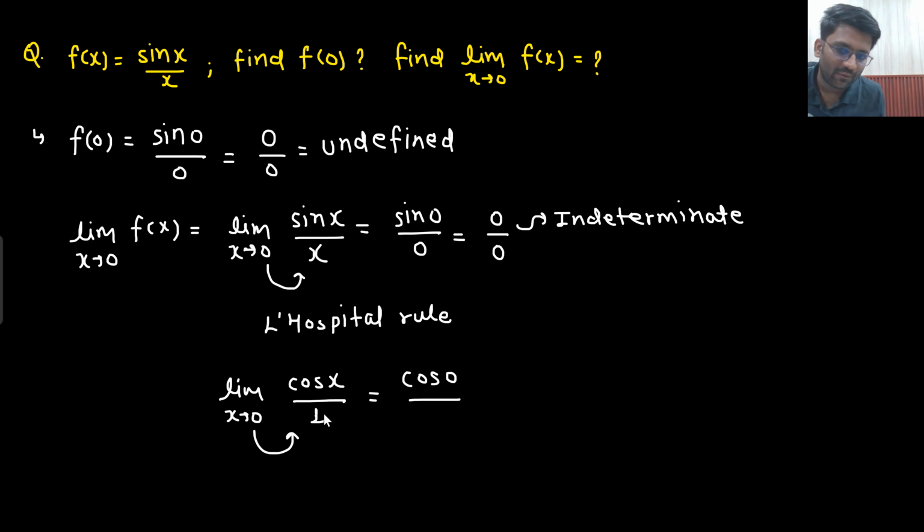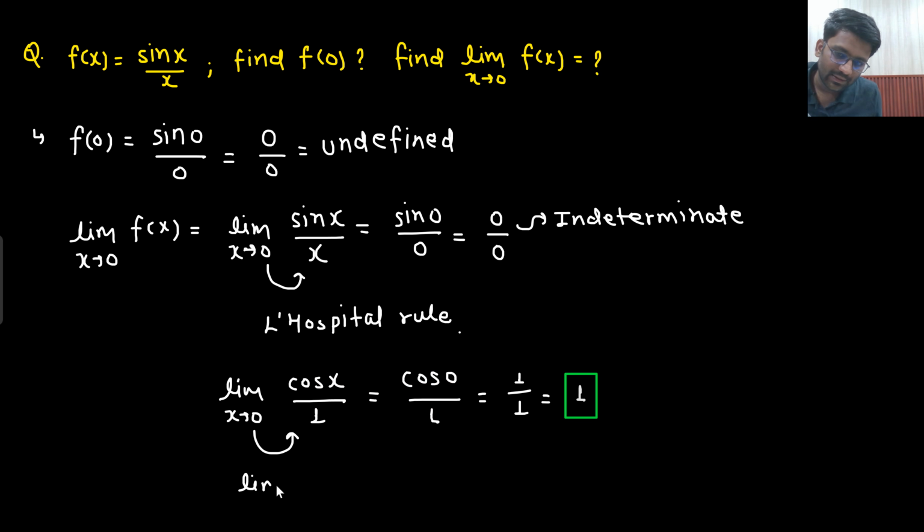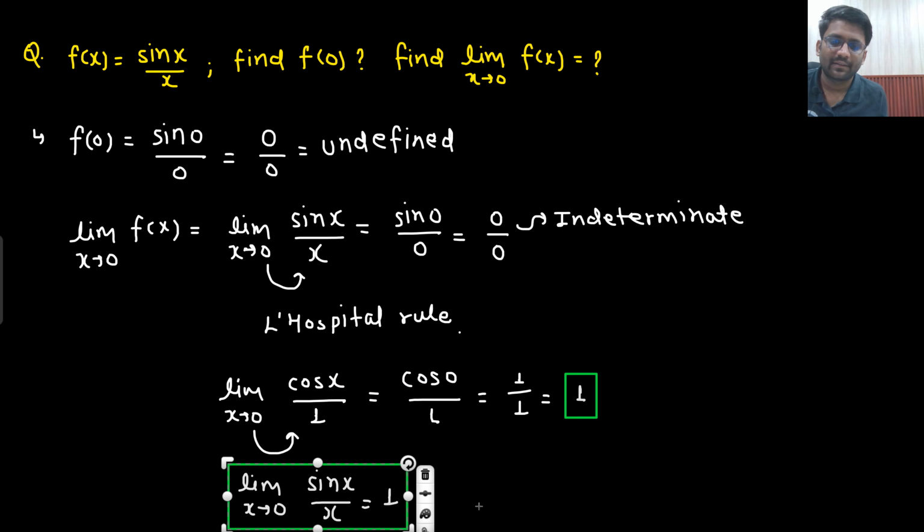Cos 0. Now 1 is a constant value, right? You are not going to put the value of x tending to 0 there. So constant remains as it is. What is the value of cos 0? Cos 0 is 1 divided by 1. That means what is the answer you are getting? The answer you are getting is 1. That's it. This is the answer. What does that mean? That means, sir, limit x tending to 0 sin x by x is nothing but 1. That means, sir, at exactly 0 the value was undefined, but near to 0 the value was 1.